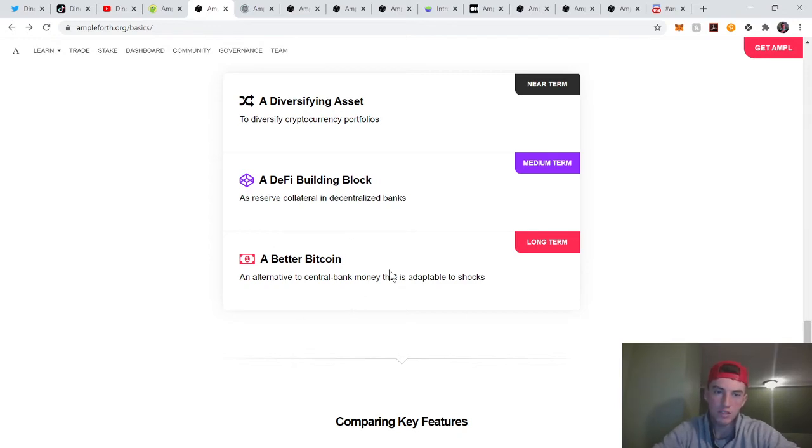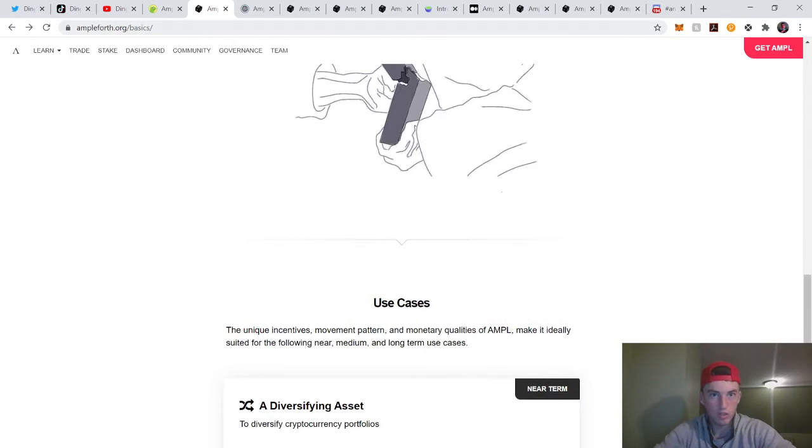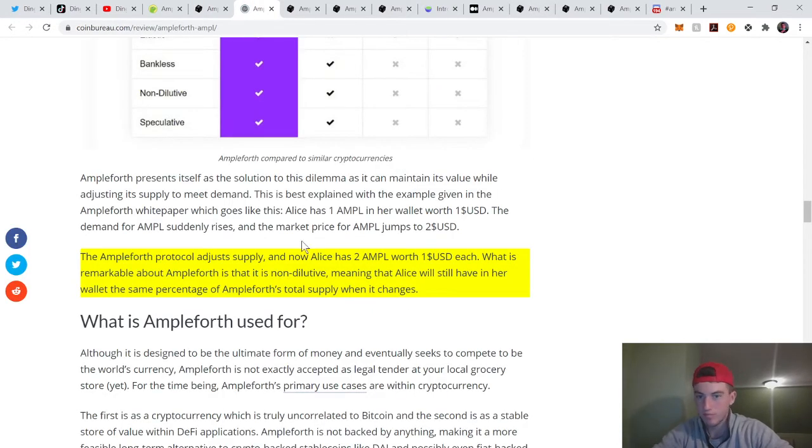Lofty. This is lofty. This is probably the most used case and the most valuable use case right here, a DeFi building block, because we'll get into it later, but just to give you a better understanding of what it actually means, right? So Alice has 1 Ample in her wallet worth $1. The demand for Ample suddenly rises, and the market price of Ample jumps to $2. Now Alice has 2 Ample worth $1 USD each. What is remarkable about Ampleforth is that it's non-dilutive, meaning that Alice will still have in her wallet the same percentage of Ampleforth's total supply.